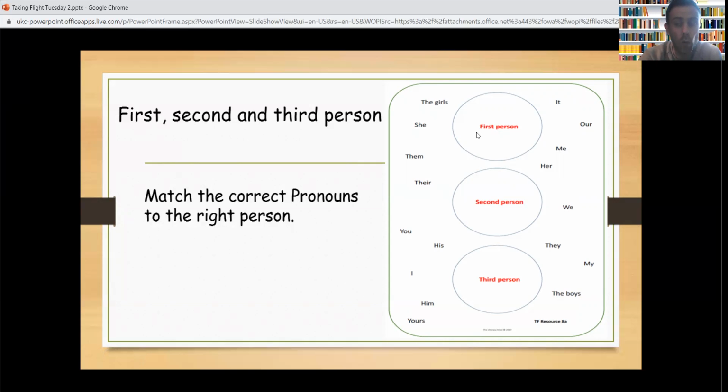All right. So, have a go at that one. It's not one that you have to send me unless you want to. It's just about having a think, and getting our heads around where some of these pronouns would go, whether they'd be in first person writing, second person, or third person. So pause the video, have a little go at that activity now.